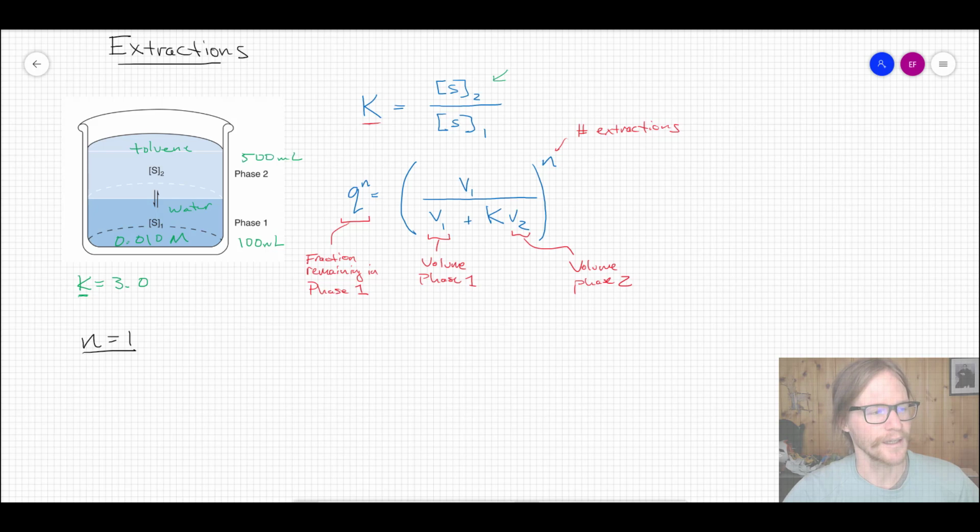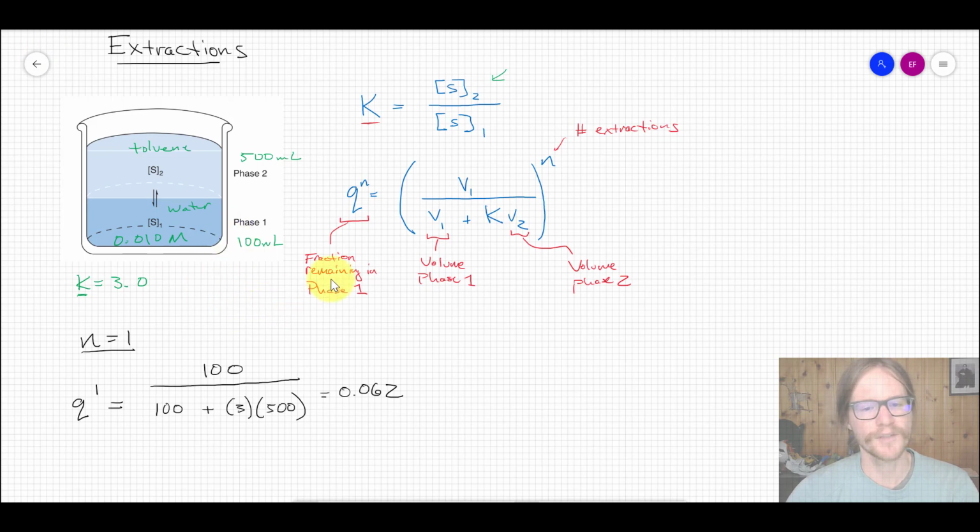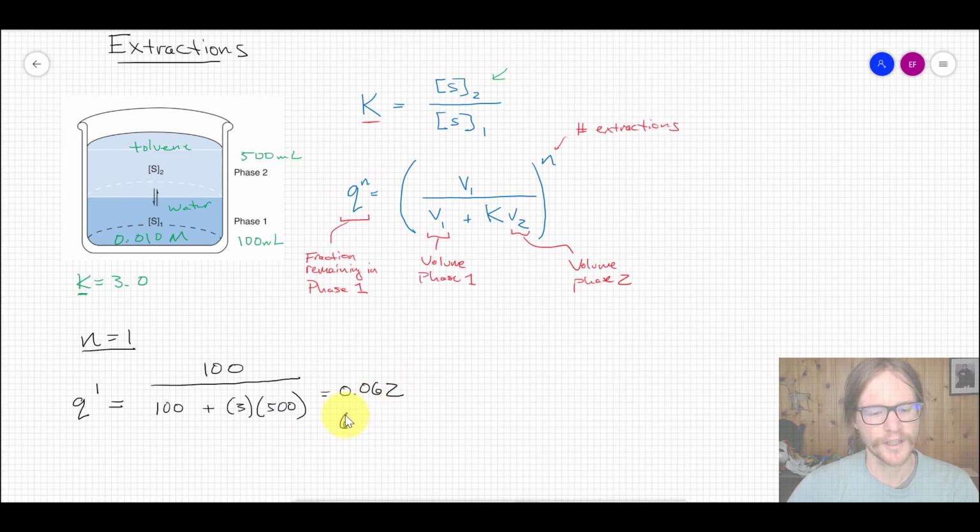What's the fraction that remains in the first original phase, the aqueous? So that's just a plug and chug. We toss these values into our expression for Q, and what we get is a fraction of 0.062, which if we multiply by 100 to get a percentage, indicates that only 6.2% of the original 0.01 molar remains in solution after that initial extraction. So we could multiply that 0.062 by the 0.01. That would tell us the concentration in phase 1, and then 0.01 minus that would give us our concentration that is in toluene.